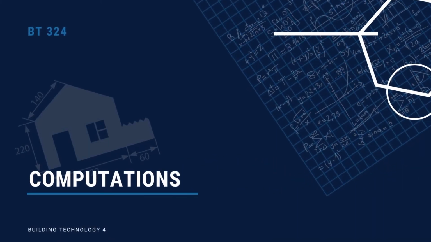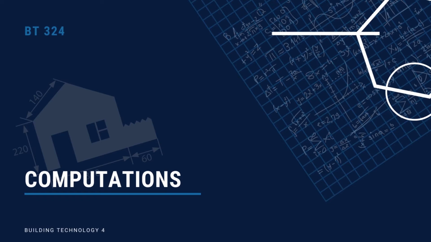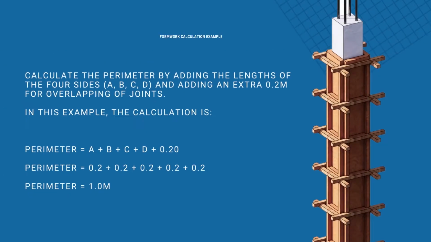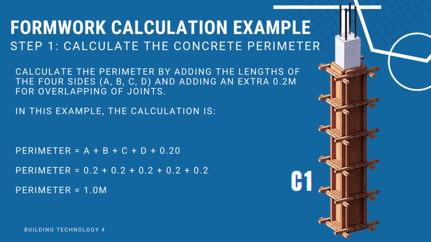Good morning, everyone. I'm going to report about the formwork computations. So, formwork calculation example. This example is a one-story residential house. Step 1 is to calculate the concrete perimeter.